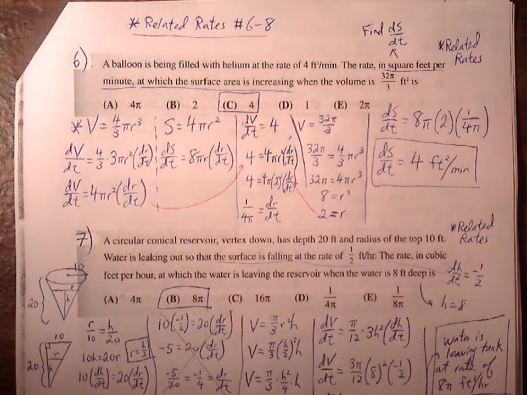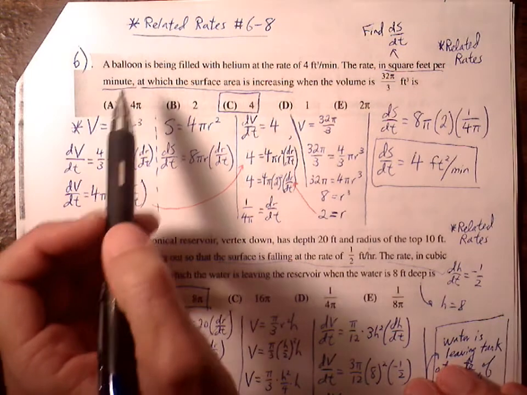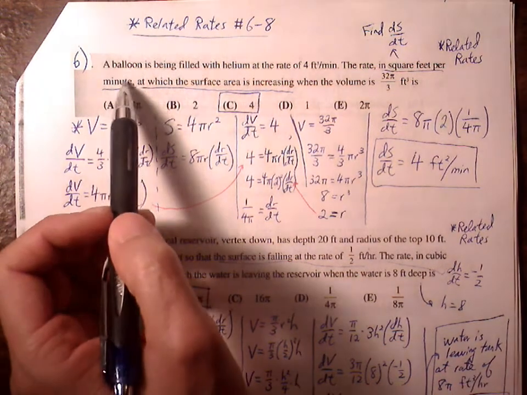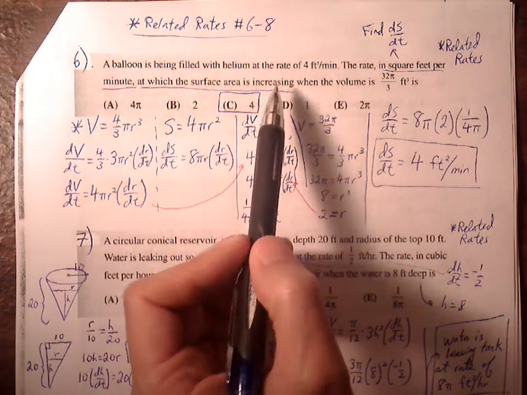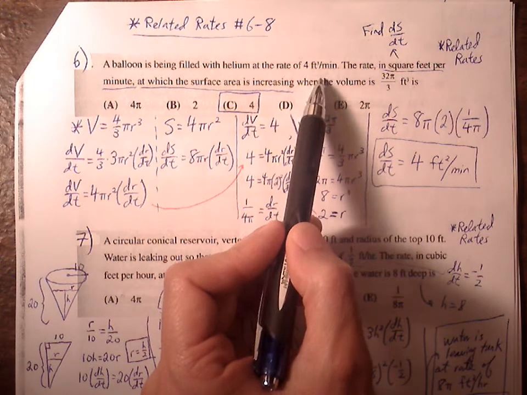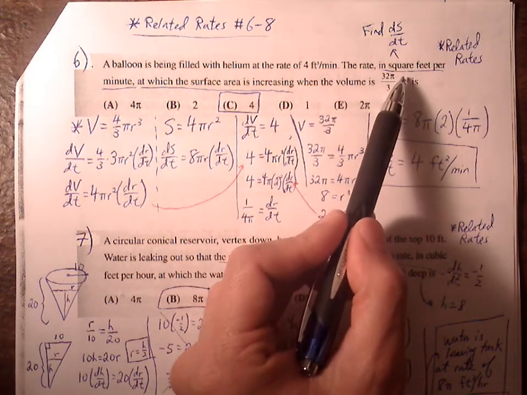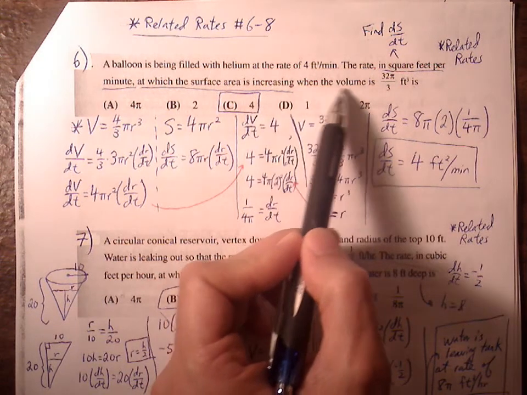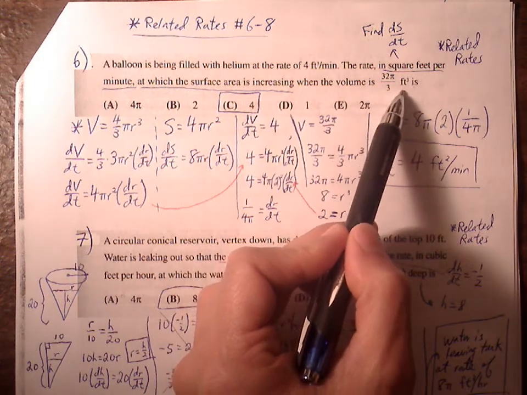Continuing with derivative applications, these are all related rates problems on this page, 6 through 8. A balloon is being filled with helium at a rate of 4 cubic feet per minute. The rate in square feet per minute at which the surface area is increasing when the volume is 32 pi over 3 cubic feet is.